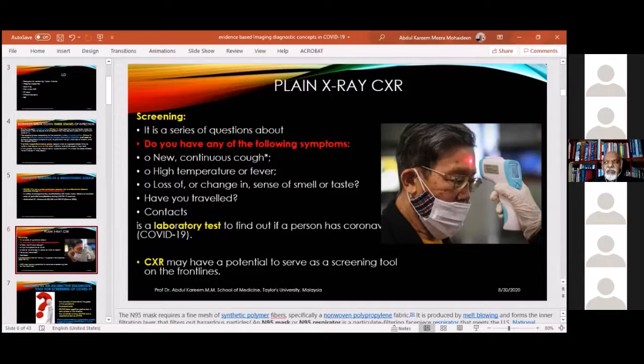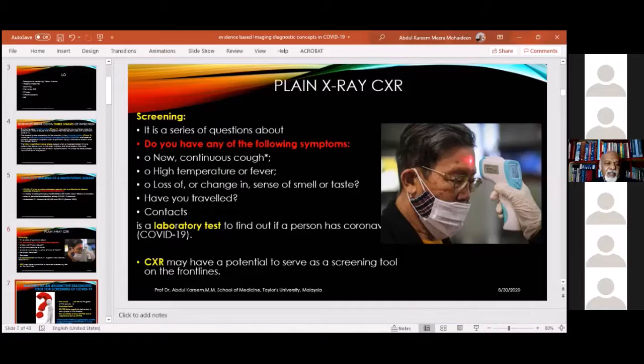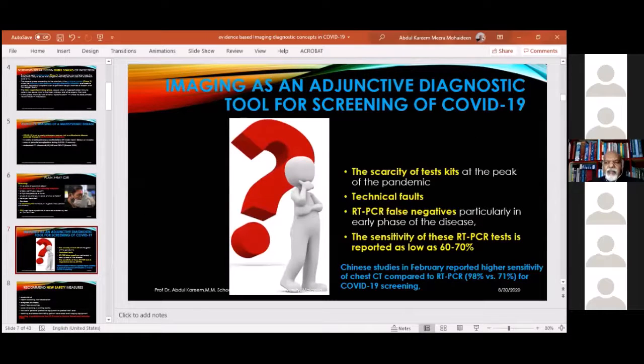If it is positive, we have to rely on that. If it is negative, the test has to be repeated multiple times if the clinical symptoms and signs are favorable for COVID-19. So clinically, when the patient is diagnosed as COVID-19, we need some proof if the laboratory test is negative. That answers the big question within us, whether imaging is going to be a screening test or an adjunctive diagnostic tool, and how.